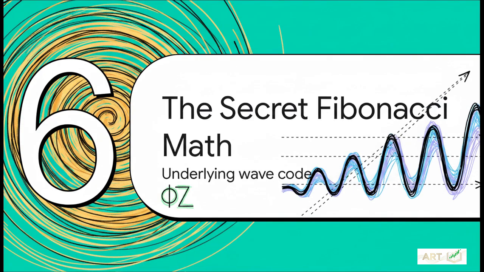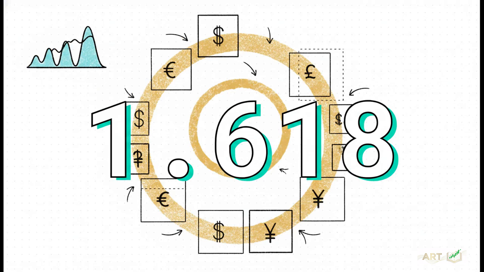Finally, we reach Section 6, the secret Fibonacci math. This is the mathematical code underlying all of the waves. Because get this, the visual patterns we've been looking at are not just random geometric shapes drawn by traders. No way. They are deeply governed by a universal mathematical code, 1.618. You probably know this as the golden ratio.